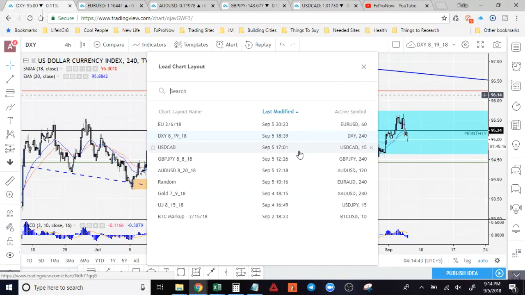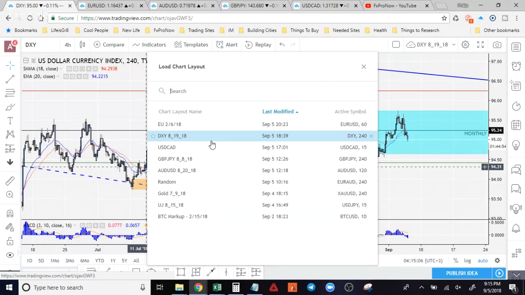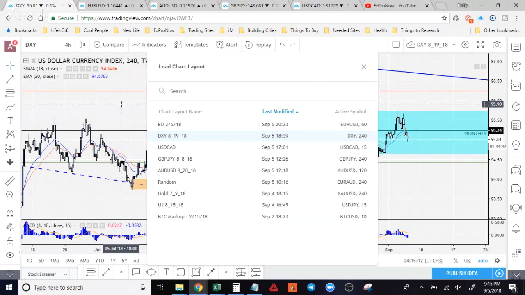Now, the specific pairs that I personally go through and trade on are EU, AU, GJ, UJ, and UCAD, right? As far as the most. I also trade gold and Bitcoin as well, right? And I look at the DXY to see what is out there. I want to see, how is the US dollar moving? So that's what we're going to start with right now.